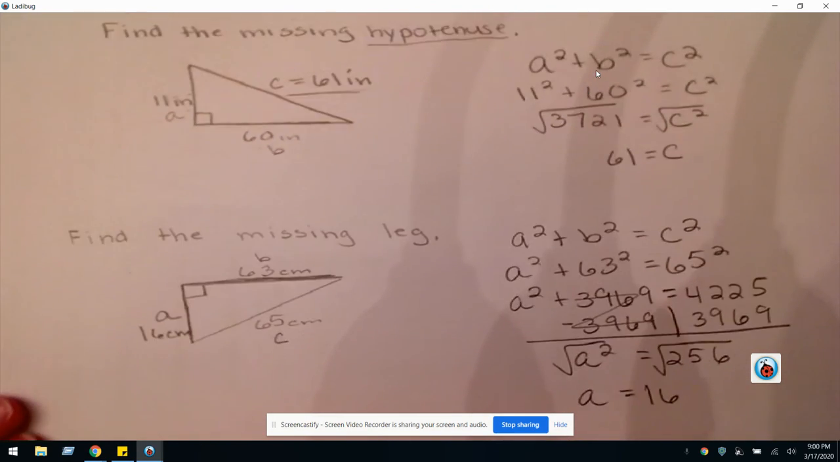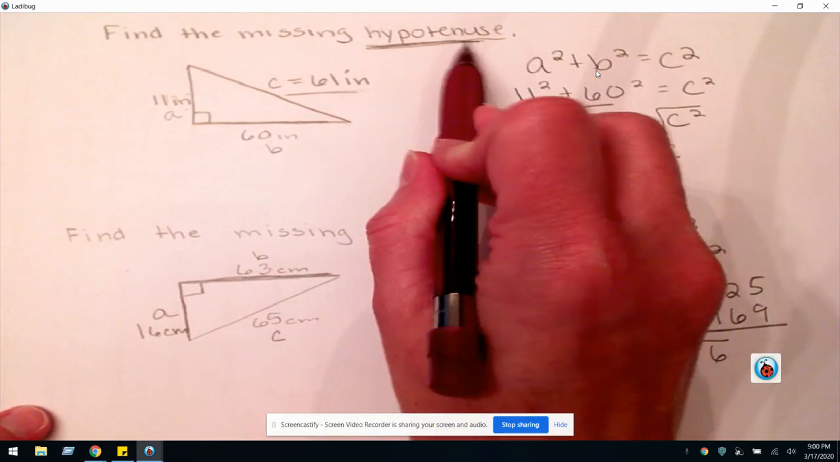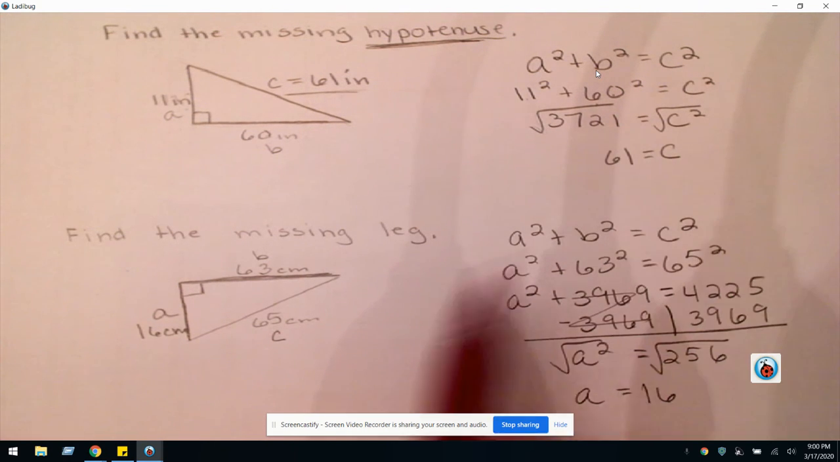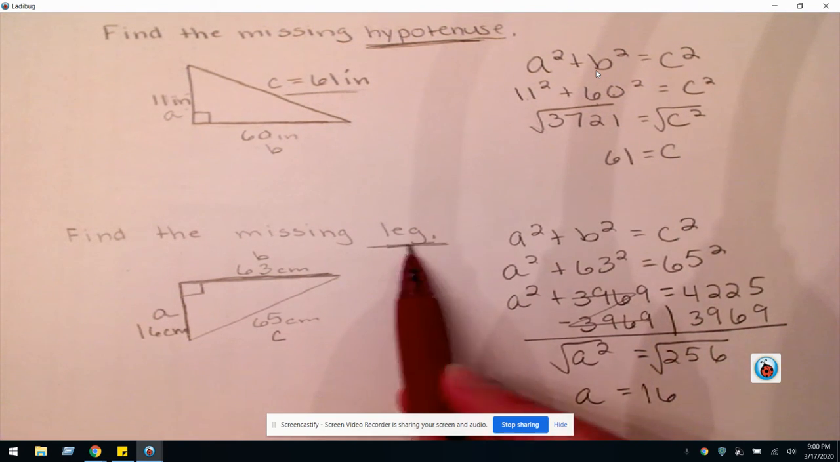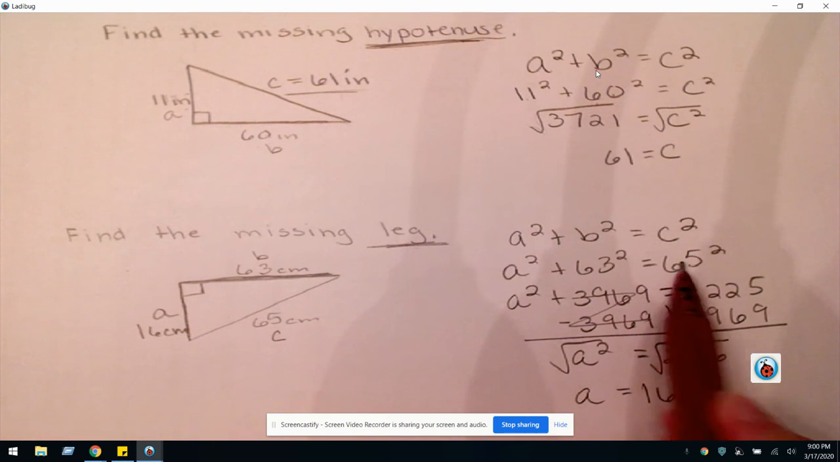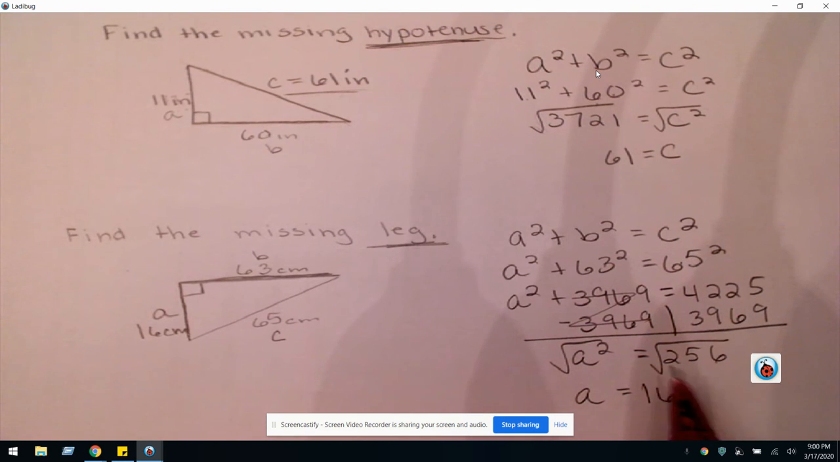So here we go. There's my two examples. How to find the hypotenuse, you just square them and add them. Final step is square root. How to find a missing leg, okay, well you square the leg, square the hypotenuse, subtract the leg squared from the hypotenuse squared, and the last step is still square root. Okay, and that is that.